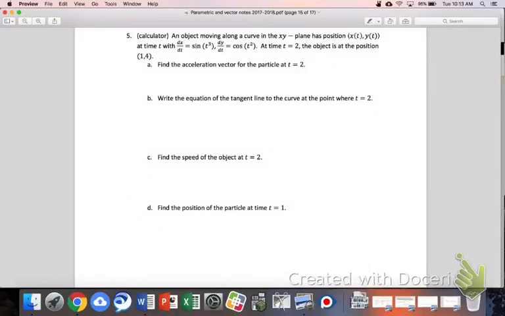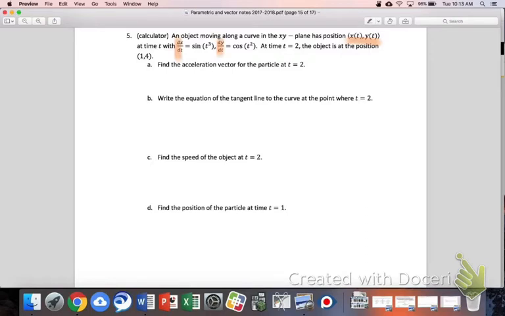So a couple things to notice here. It says an object is moving along some curve in the xy plane. It gives you this position vector of x of t comma y of t. It doesn't really tell us anything about those. But it does tell us about dx dt and dy dt.